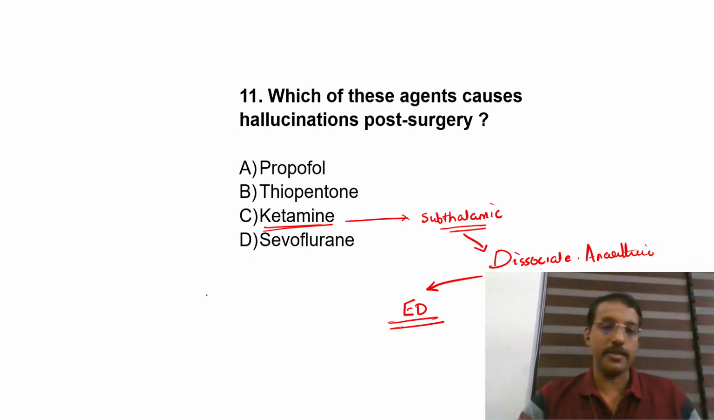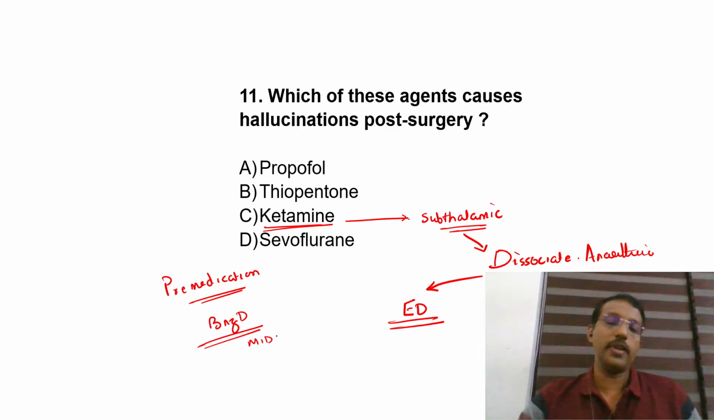How do we prevent this? We prevent this by pre-medicating the patient with benzodiazepines. The commonest benzodiazepine we use nowadays is midazolam. If you give midazolam before giving ketamine, you can prevent a great amount of the emergence delirium that can happen after the surgery. Clear?